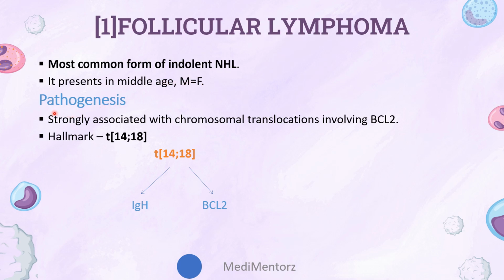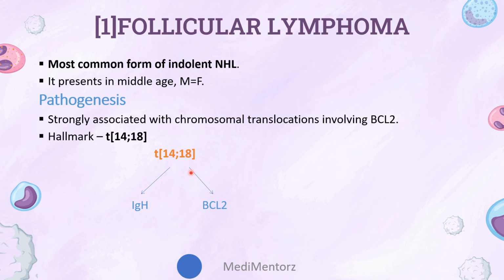Okay. Talking about the pathogenesis, it is strongly associated with chromosomal translocations involving BCL2. You should know that BCL2 is mainly involved. And the main translocation, the hallmark, is t(14;18). One trick I would like to give you all is F-R-14, for follicular, 14. So remember it as the t(14;18) translocation. In this translocation, the IGH locus is present on chromosome 14 and BCL2 is present on chromosome 18.